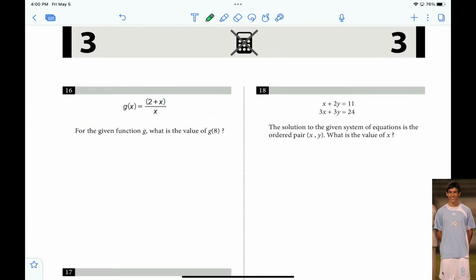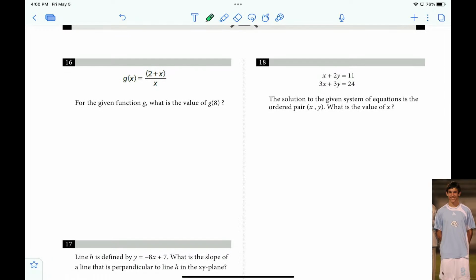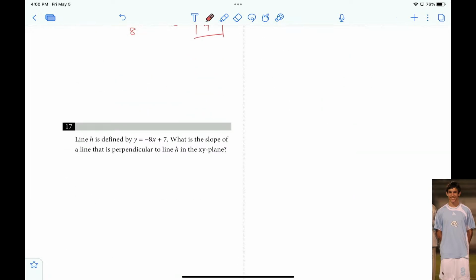Let's go through. It says for the given function g, what is the value of g of 8? I always just remind people that what's usually in the parentheses is x. When all of a sudden 8 is in the parentheses, that means we're just saying x is equal to 8. So now we're just going to plug that in. So it's 2 plus 8 over 8. So that's 10 over 8, which you could leave as that, or we can simplify it and say it's 5 over 4. Both are acceptable. You could even put 1.25 if you wanted to. That's more work than I want to do, so yeah.